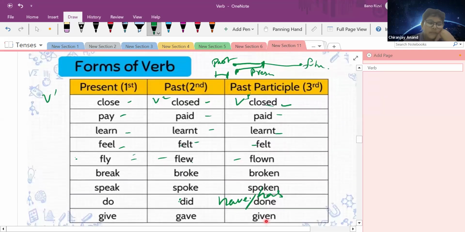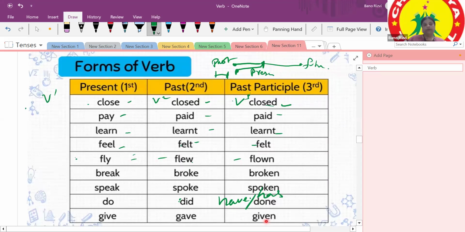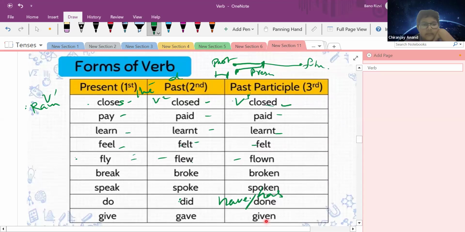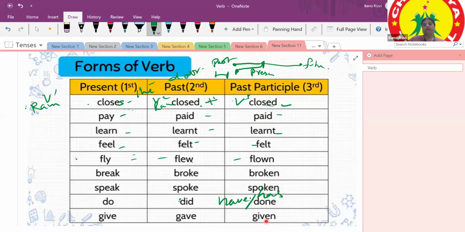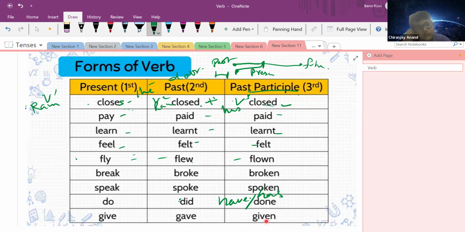Here we have some examples. Close, closed, closed. Let me take a sentence. Ram closes the door. This is the first form. Ram closed the door. This means it is past, already done. And Ram has closed the door. Has closed is the past participle. You understand? Tarandeep, do you understand? Yes, ma'am. Okay, fine.